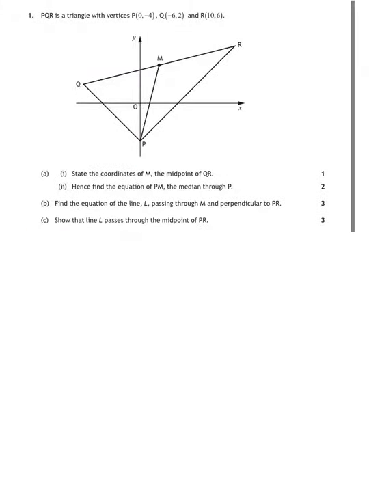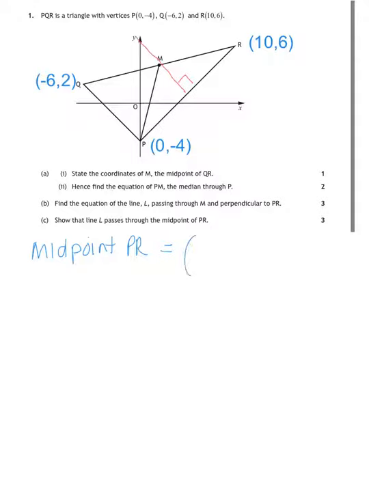Okay, part C, we have to show that line L passes through the midpoint of PR. Now L, remember, was a line that passed through M and was perpendicular to PR. So something like that, obviously straighter. We want to show that it passes through the midpoint of PR, so what we need to do is find out what the midpoint of PR is. For our x coordinates, we've got 0 plus 10 divided by 2. And for our y coordinates, we've got negative 4 plus 6 divided by 2, which gives us a midpoint of 5 and 1.